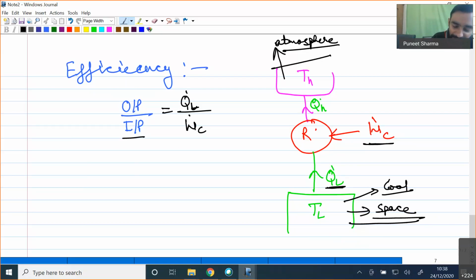Now if I apply the first law of thermodynamics, as per the first law of thermodynamics, I will find that Q dot L is the heat which I am adding to the refrigerator.